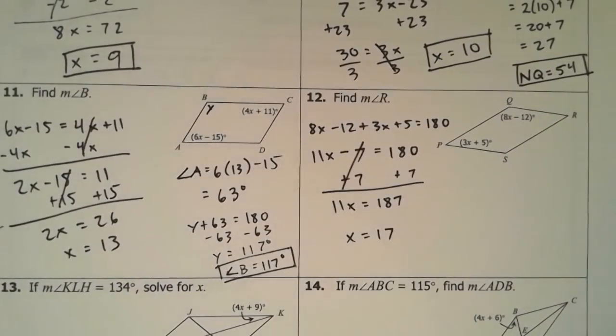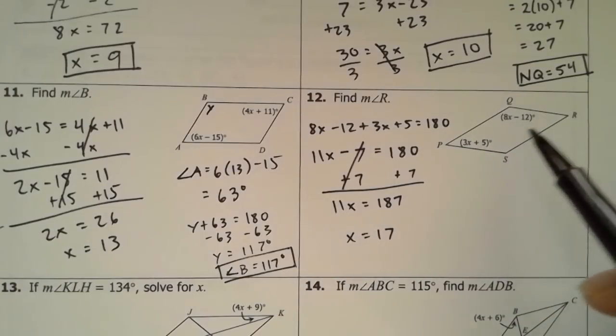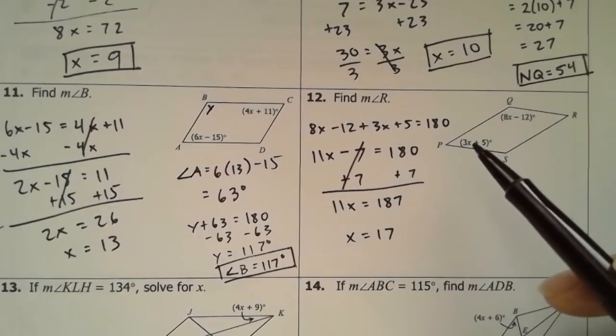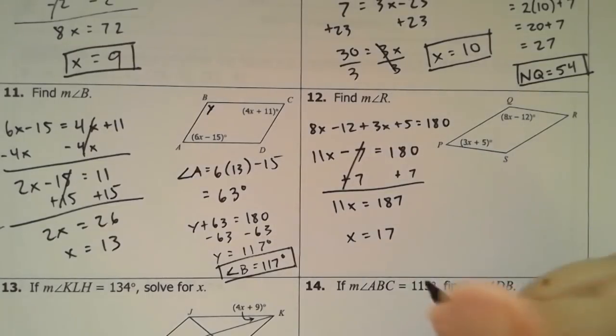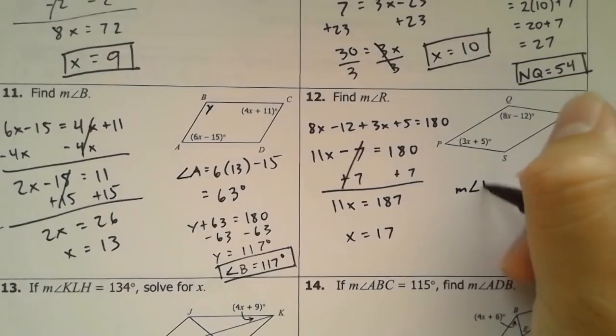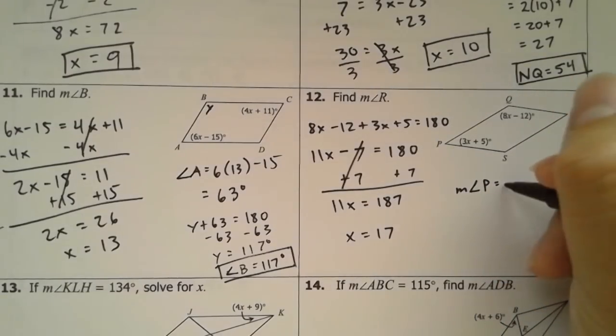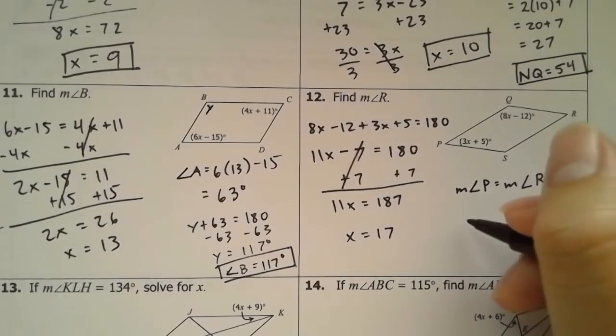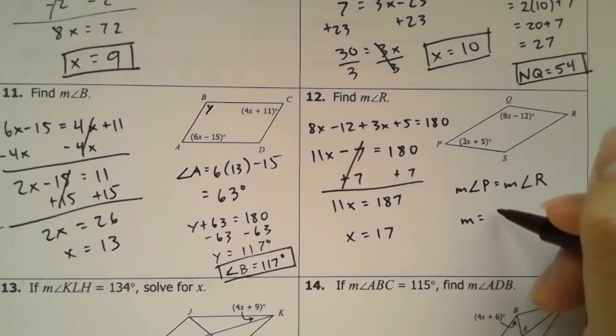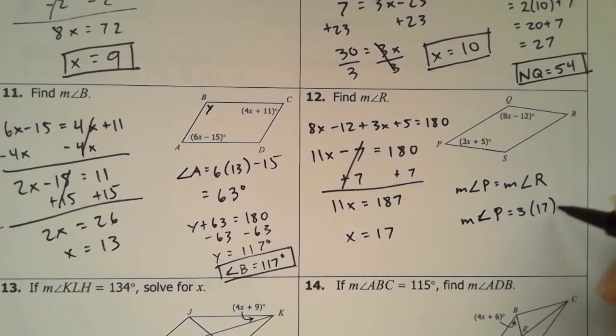Now, because I want angle R, and I know angle P, these two are opposite, so they have to be equal. I can plug into this one, and then that gives me angle R. So the measure of angle P is equal to the measure of angle R. The measure of angle P is equal to 3 times 17 plus 5. Again, I'm plugging into this one. I get 51 plus 5, and that's equal to 56. And we already said that they're equal, so that's my answer.